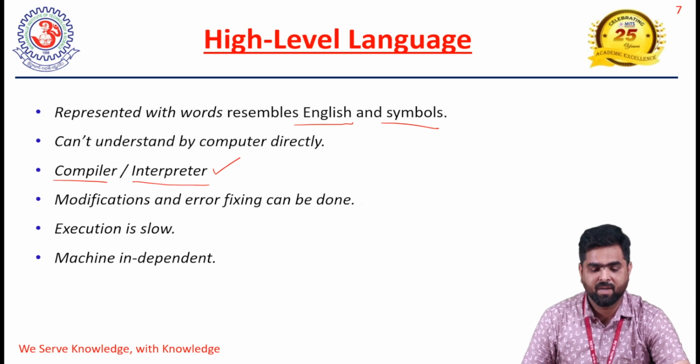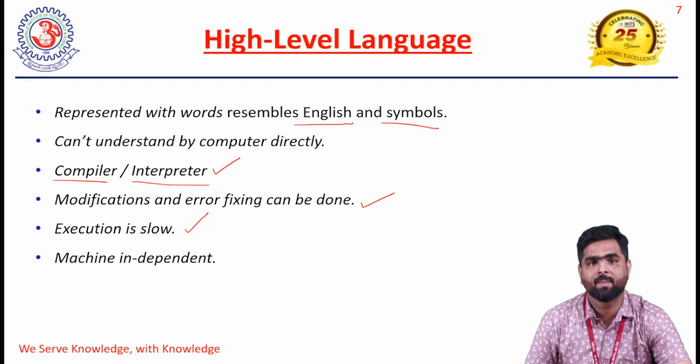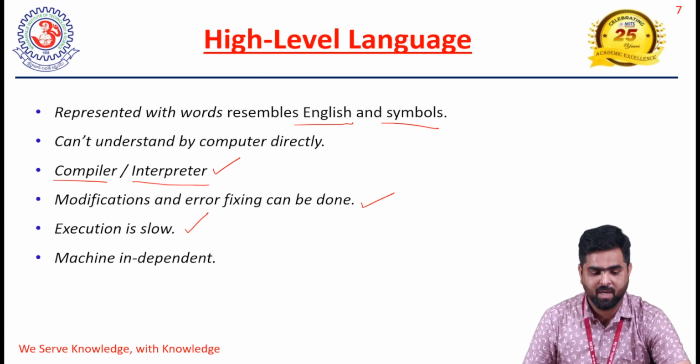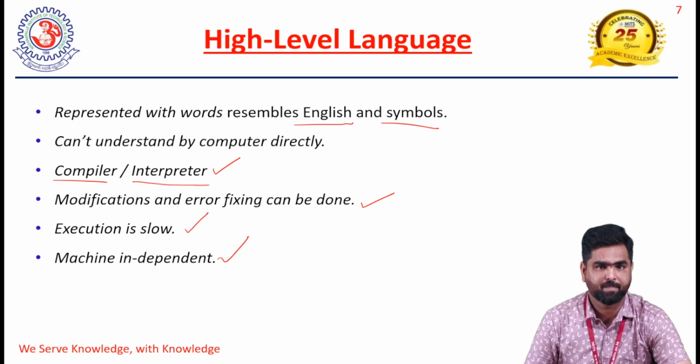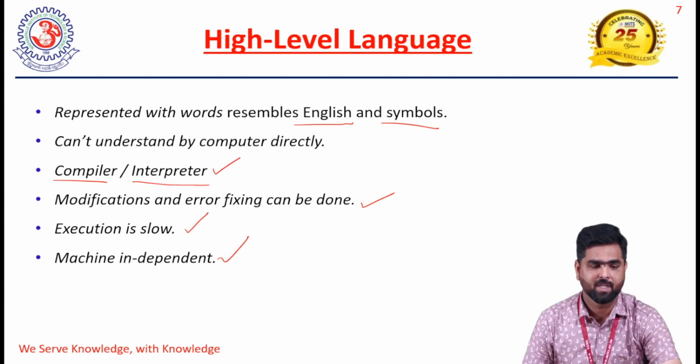In this language also modifications and error fixing can be done, and execution is very slow. Why? Because we need to use some translator which converts the high level into machine level. For that it will take some time. That's why the execution is very slow compared to the other two programming languages. And this particular language is machine independent. So this is about computer programming languages.